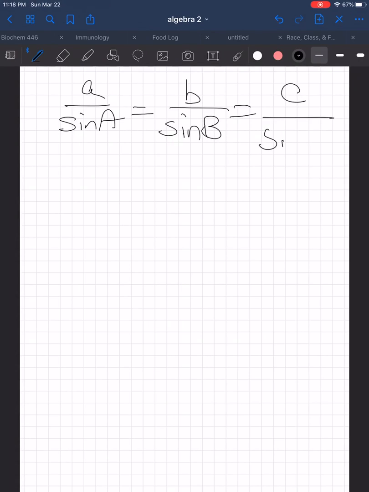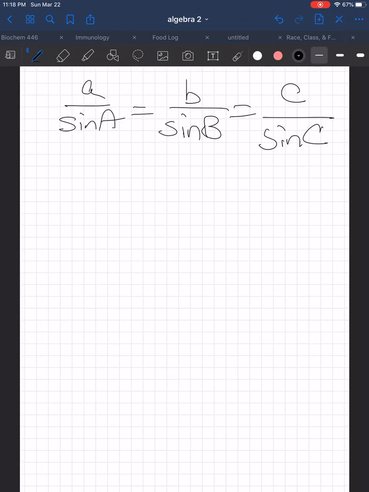Turn to page 489, lesson 81, which is the law of cosines. Now, before spring break, we had learned the law of sines, which was a over sine A equals b over sine B equals c over sine C.